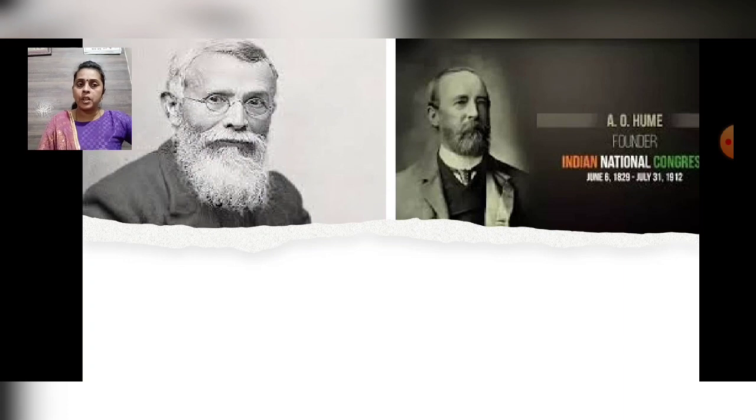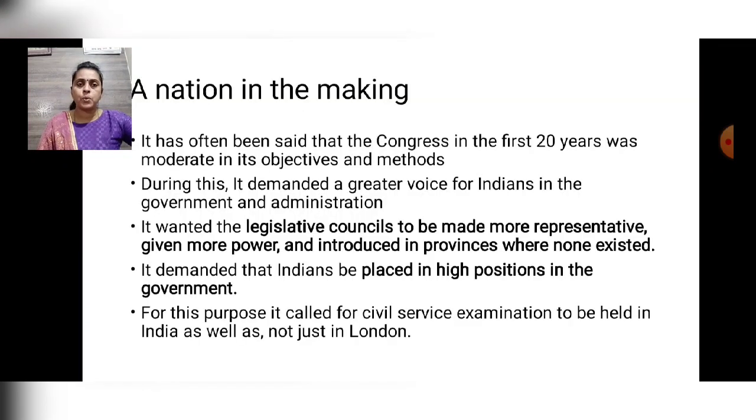Here the picture is about two great personalities whom we are going to study in detail afterwards. One is Dadabhai Naoroji and another one is A.O. Hume, that is Alan Octavian Hume. He is the founder of the National Congress. Okay, I think we have missed one, maybe this related information.